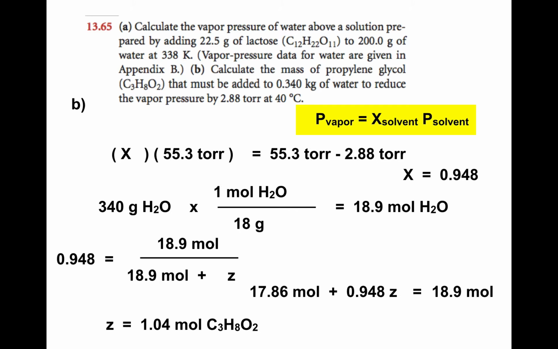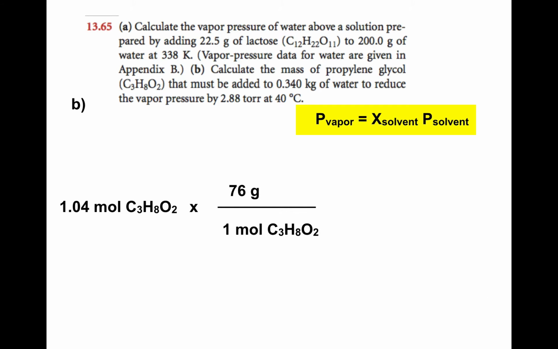All right, so once I have moles of propylene glycol, it's just using the molar mass of propylene glycol to calculate grams of propylene glycol. And that's how you do this problem.